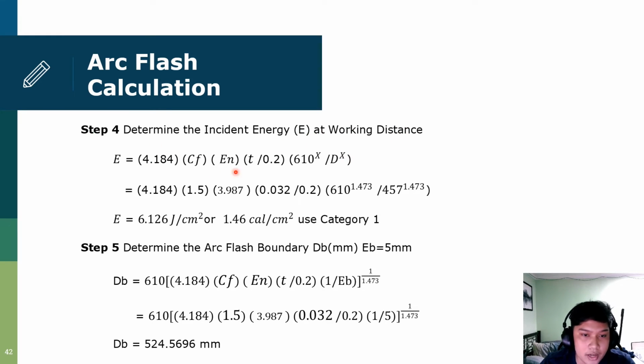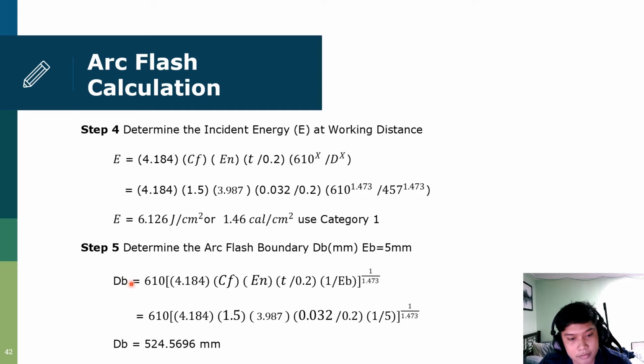So this is the formula. Substituting the variables to the formula, we get this one. The result of this formula is 6.126 joule per square centimeter, or 1.46 calorie per square centimeter. In step 5, we determine the arc flash boundary dB in millimeter, and the value of EB is 5 millimeters.